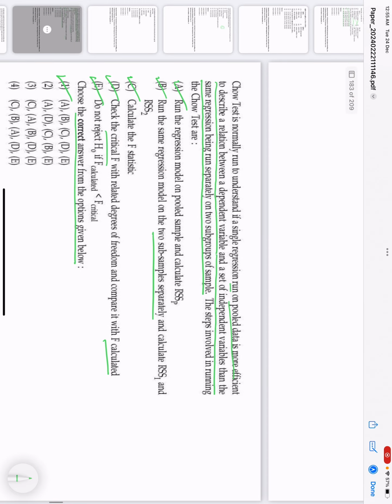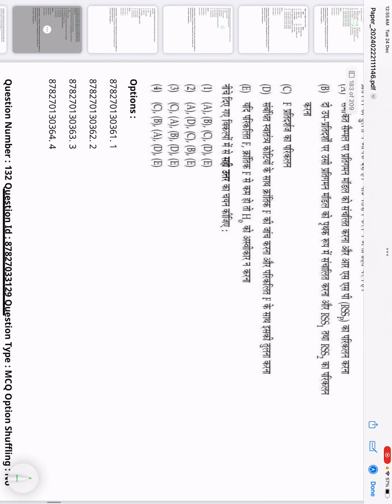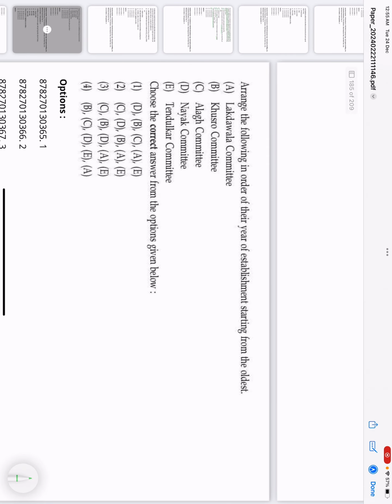It is fairly simple. Now coming to question 132, and is the following in order of their year of establishment starting from oldest. So Tendulkar committee is the earliest, so we'll reduce. And then looking at the options, Lakdawala is second last, and Alagh committee was one of the most earliest one. So it would be between 2 and 3. I'm not sure about the Khusro committee when it came in Nayak committee. So it would be between 2 and 3. It would be a 50-50 guess.